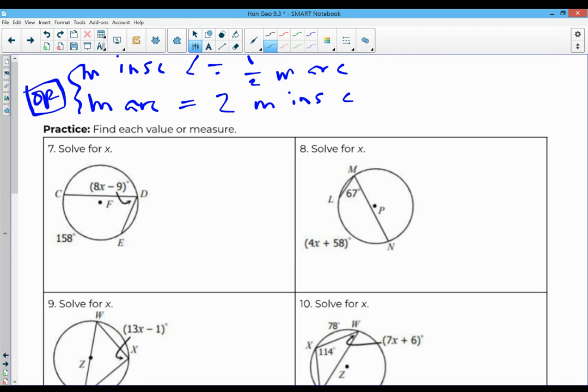All right, so we want to solve for x. X is within an expression in number 7 in an inscribed angle. And then we're given the arc here. So I can say that the measure of the inscribed angle, 8x minus 9, equals half of 158. I'm using that first equation: the measure of the inscribed angle is half the measure of the arc. So I have 8x minus 9.